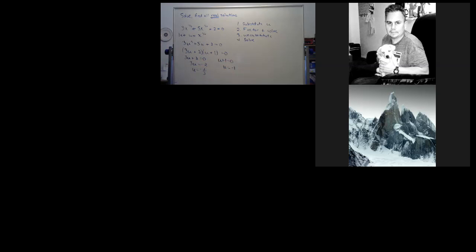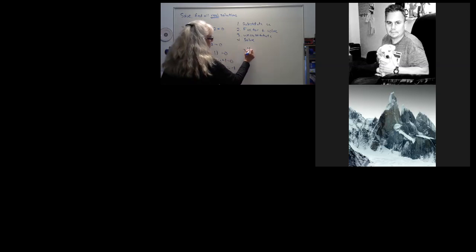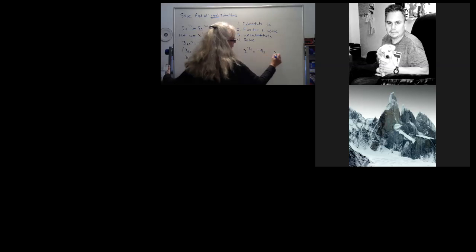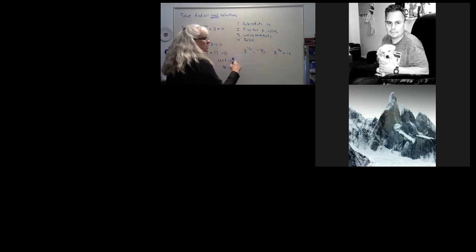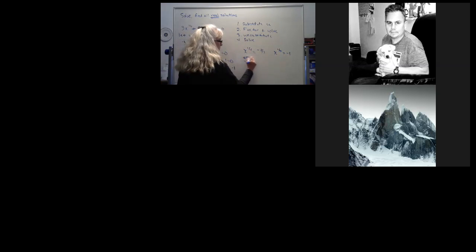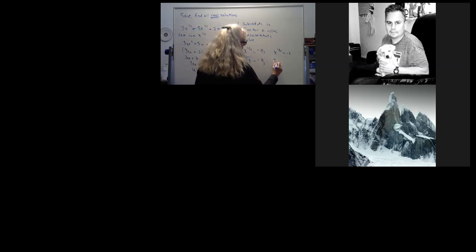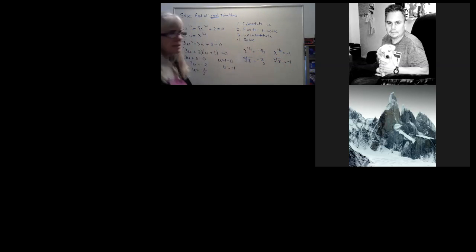Okay, now we're going to unsubstitute. So we'll go back to what we said the substitution was. That was the x to the 1/4. So x to the 1/4 is equal to -2/3. And x to the 1/4 is equal to -1. Okay, now from yesterday, if you'll remember, we talked about fractional exponents. We know that a fractional exponent means the same thing as a root. So this is the 4th root of x equals -2/3. And the 4th root of x equals -1. Now I need to solve both of those.